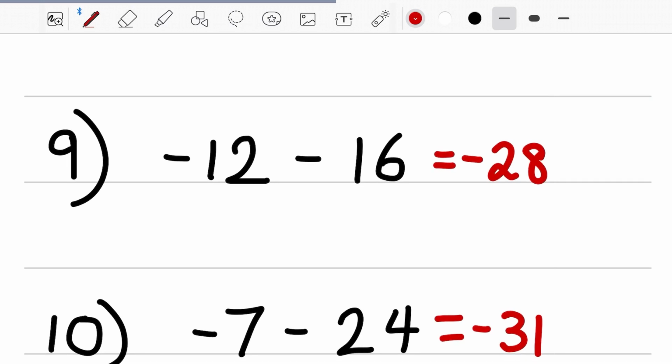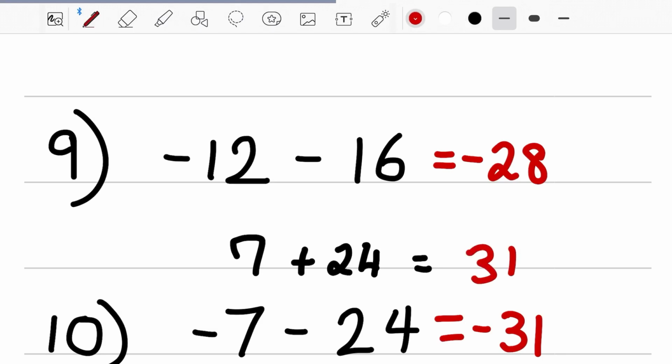Now, if instead of minus 7 minus 24, you had 7 plus 24, your answer would be 31 instead of minus 31. So that's just a point to note.